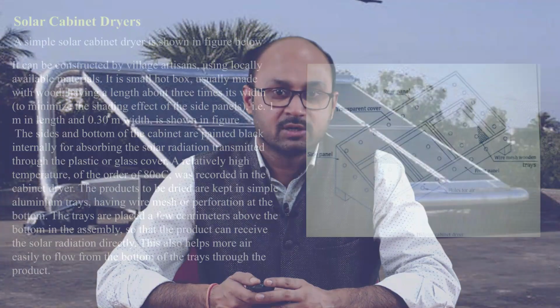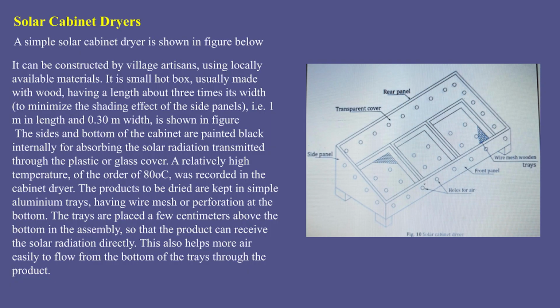The products to be dried are kept in a simple aluminum tray having wire mesh or perforation at the bottom. The trays are placed a few centimeters above the bottom in the assembly, so that the product can receive the solar radiation directly. This also helps more air to flow easily from the bottom of the trays through the product. So we can understand these things with the help of this diagram.